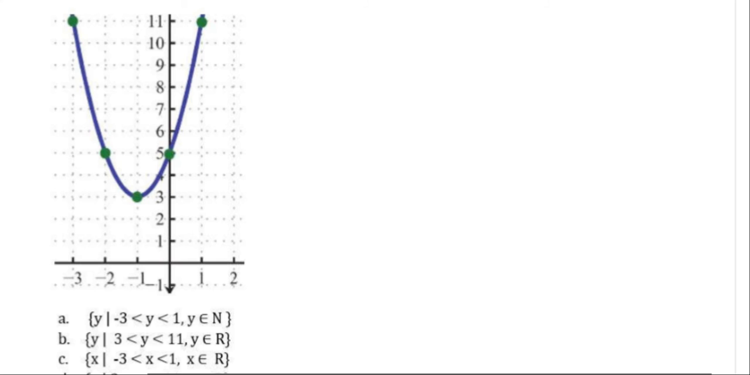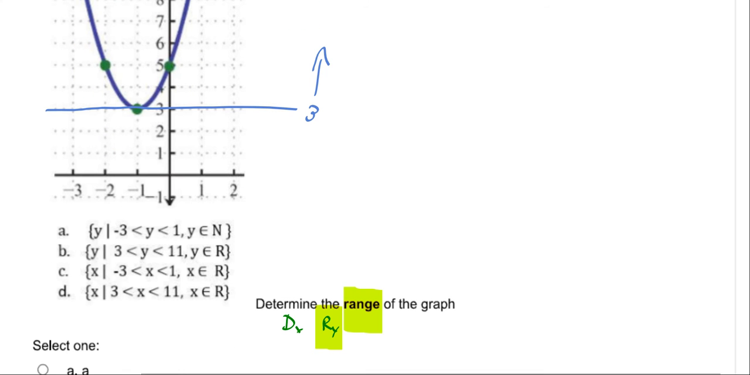So this graph has a lowest point, and that lowest point is there at 3. So this graph gets as low as 3 and goes up. On this graph here, the last points that are listed are at 11. It looks like it might continue going upwards, but all we can see now is the spots at 11. So somewhere between 11 and 3 are the values of Y we could expect to see for this graph.